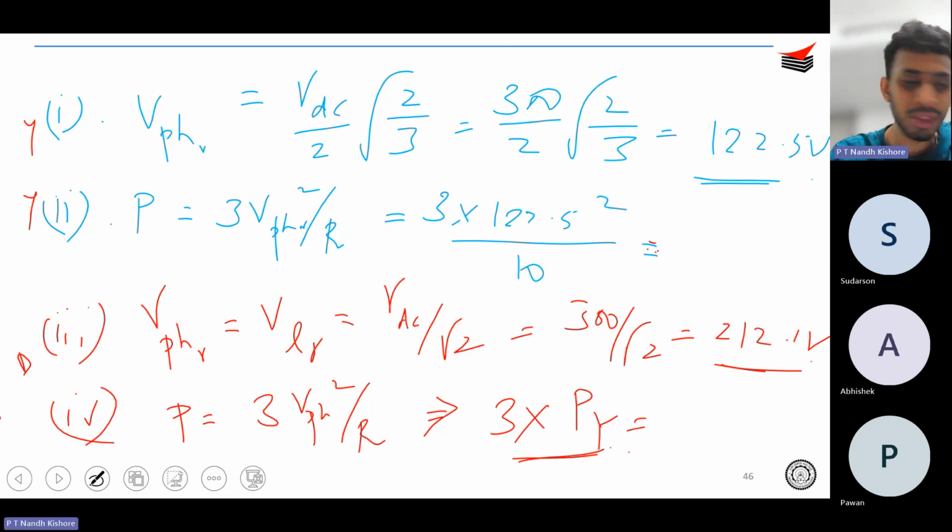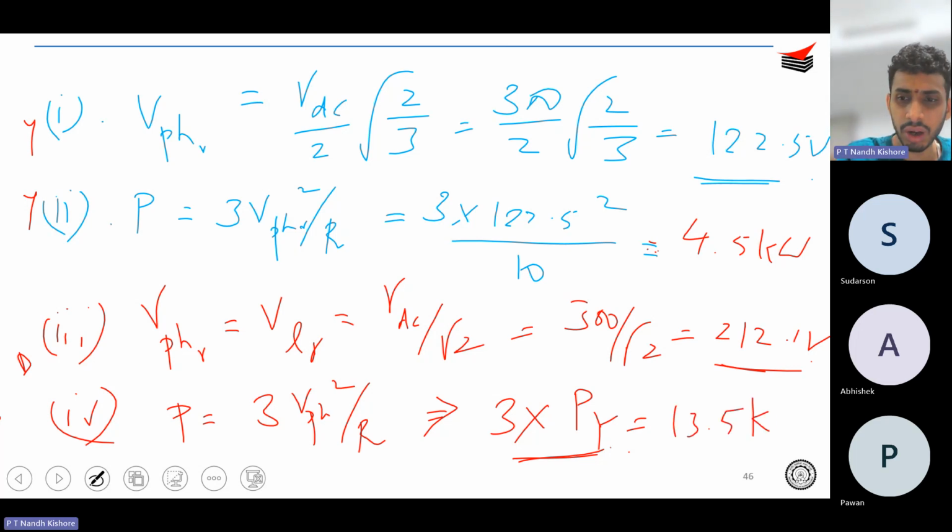Did anyone solve this problem? What's the power that you get? 3 into 122.5 into 122.5 over 10. So you should get 4.5 kilowatt. And this will be 3 times of that value, so you will be getting 13.5 kilowatt.